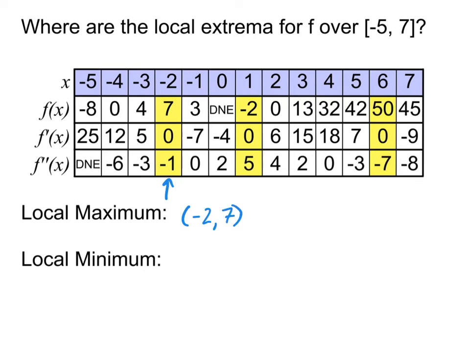But remember, there was another one as well, because here the second derivative was also negative. And so then that point would be at 6, 5, 0. And then our local minimum, that comes from the place where my derivative was 0, but where my second derivative was positive. And so the coordinates of this point are going to be at 1, -2.